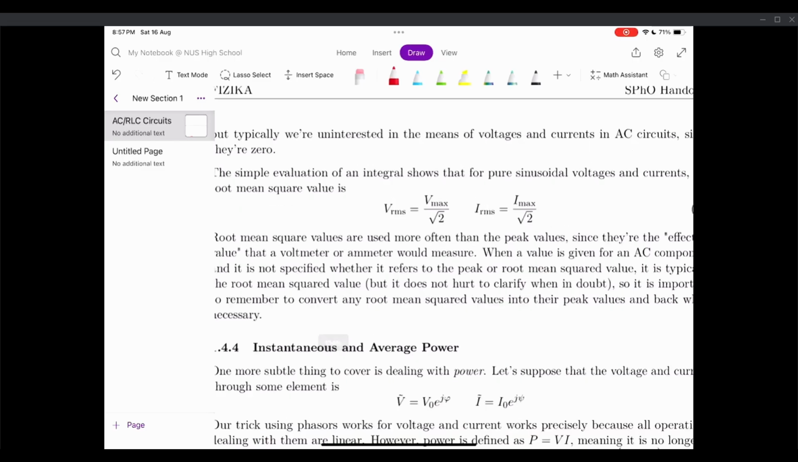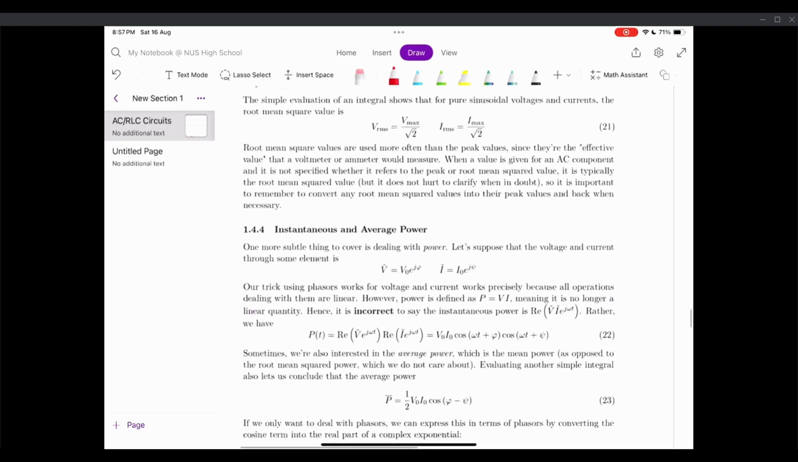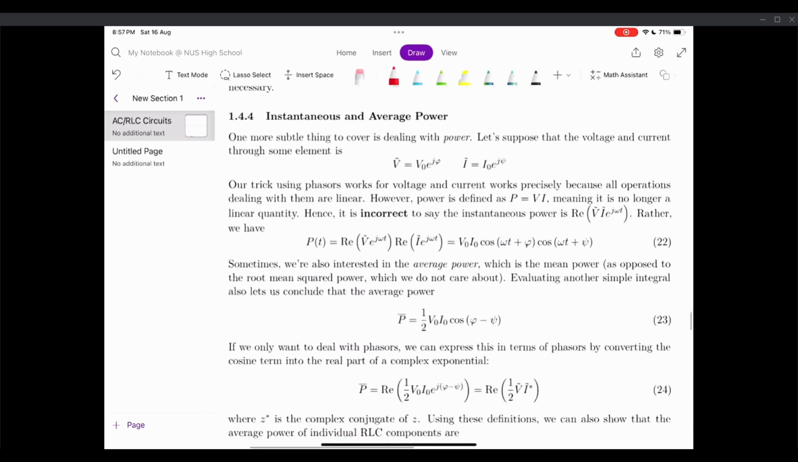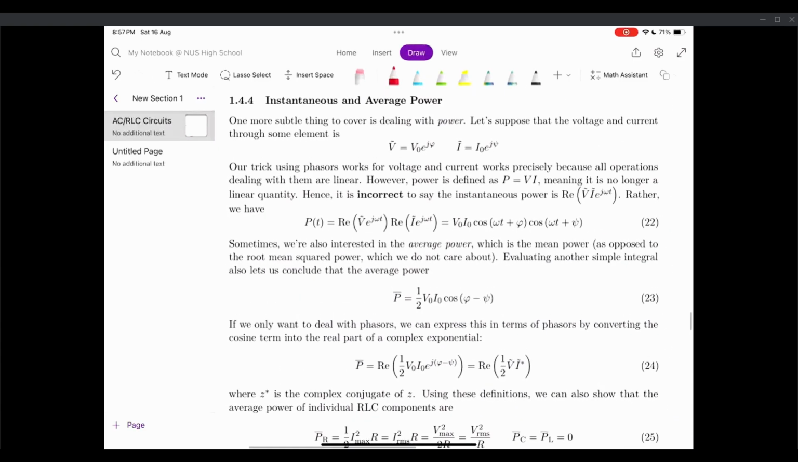The way you convert between the two is these relations. This is for pure sinusoidal voltages and currents, and I won't go into the derivation because it's really just a simple integral. But basically, if they give you an RMS value, you should be able to convert it to the peak value and vice versa using these formulas. So sometimes if they give you this in problems, you need to note that. And the last thing I want to talk about is instantaneous and average power.